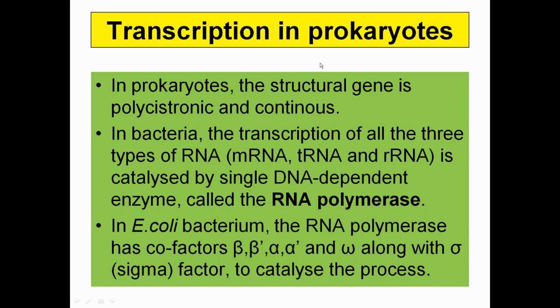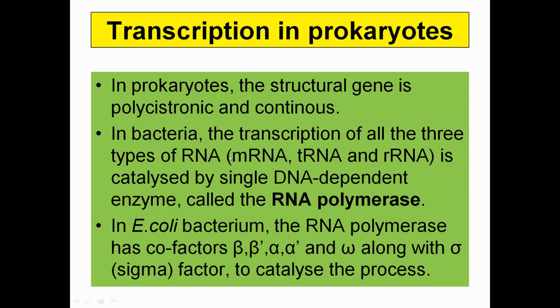Now comes the transcription in prokaryotes. We are going to discuss transcription both in prokaryotes and eukaryotes. Firstly, we are going to discuss transcription in prokaryotes. In prokaryotes, the structural gene is polycistronic and continuous. The structural gene forms RNA which is responsible for the formation of multiple polypeptides. That's why they are referred to as polycistronic. Okay, and the sequence is quite continuous. There are no intervening sequences or introns or any sort of interruption.